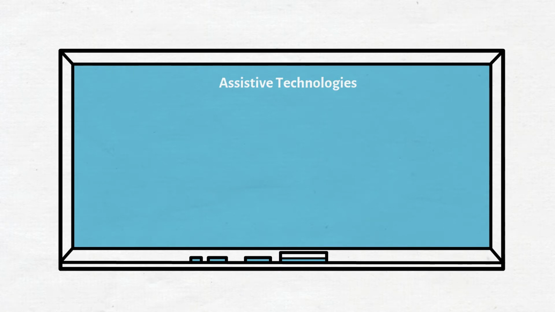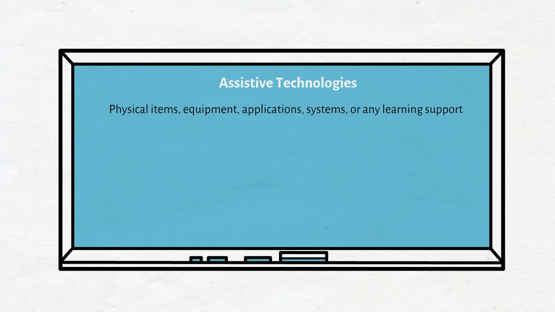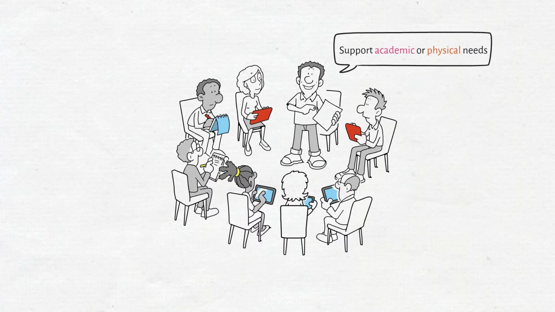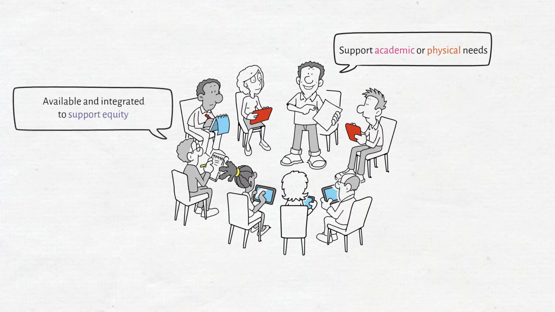Assistive technologies refers to physical items, equipment, applications, systems, or any learning support used to create and sustain equitable learning environments for all through universally designed access, engagement, and participation. Each assistive technology tool is utilized to support student needs, whether those needs are academic or physical. It is important that resources are available and appropriately integrated so special populations can gain access to learning content in a way that supports equity.